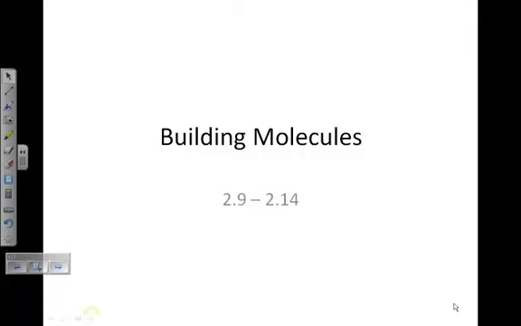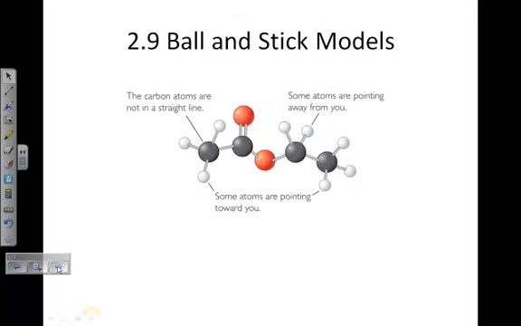Hi, today we're reviewing Section 2 of Unit 2, Building Molecules. So if you're building a molecule, you want to become familiar with ball and stick models. Ball and stick models give you some more information than a structural formula would because it moves it to more of a three-dimensional model. Notice that these are not all in a straight line. This is because the atoms are moving as far away from each other as possible to create the least amount of electron repulsion.